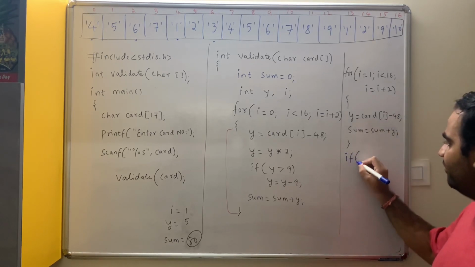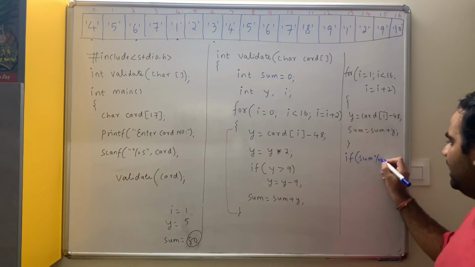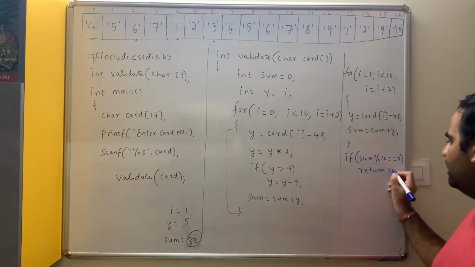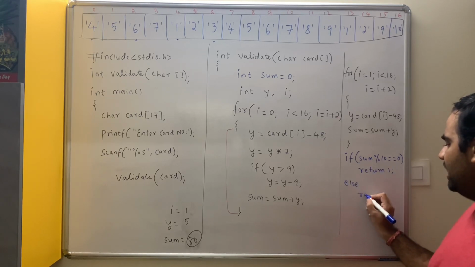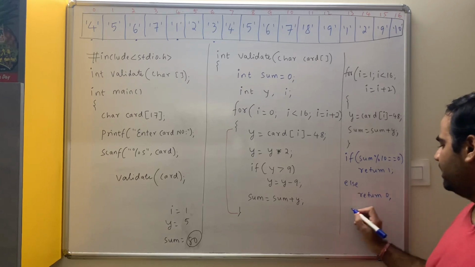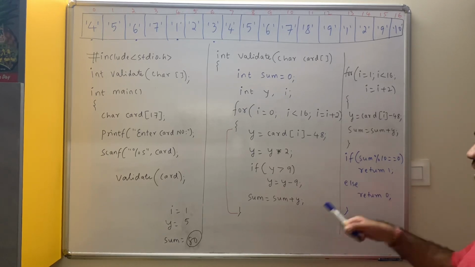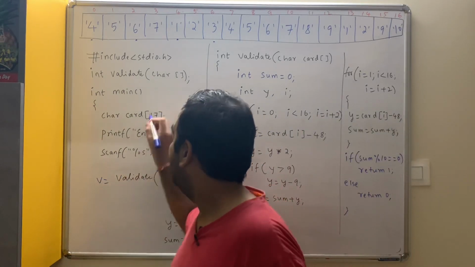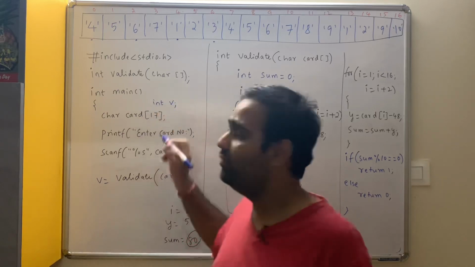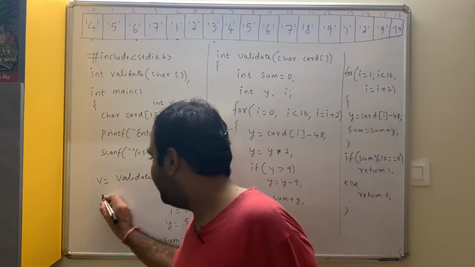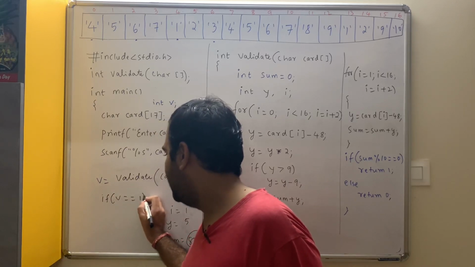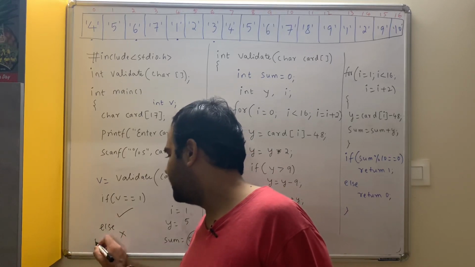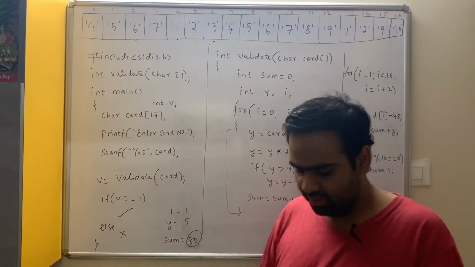Hence we say if sum modulo 10 is equal 0, then it is a valid credit card number. We say return 1, else I write here return 0, saying that it's an invalid credit card number. Now the sum is 80, 80 modulo 10 is 0, 0 equal 0 is true, and it returns 1, and let us store it in some variable v. Now I need to check if the value of v is equal 1, you say printf valid credit card number, else printf invalid credit or the debit card number. This is the way we write the code.